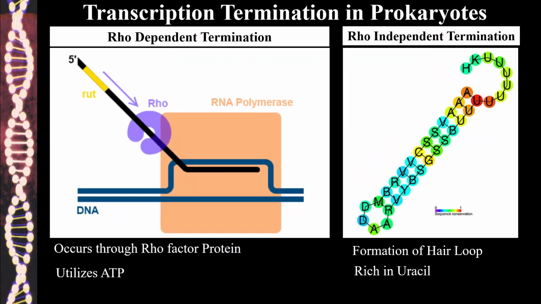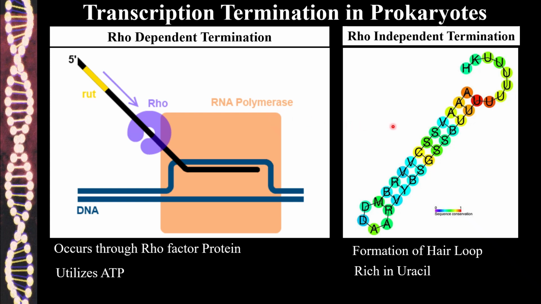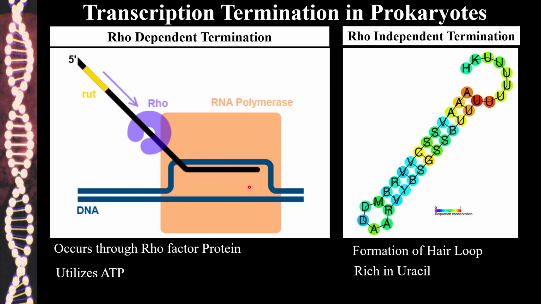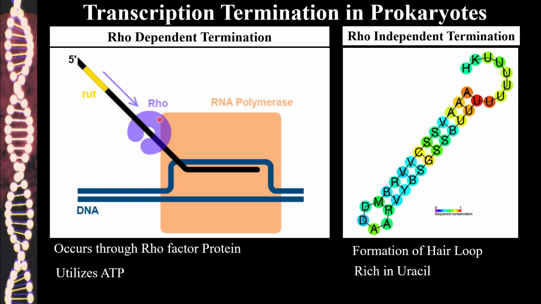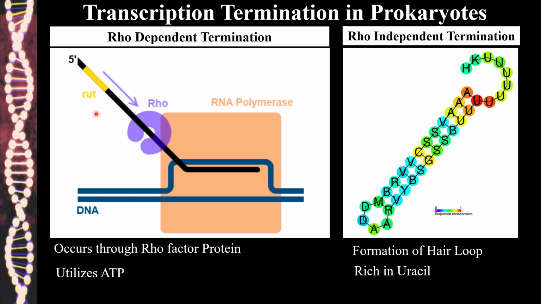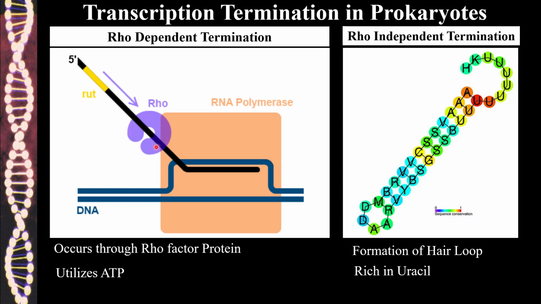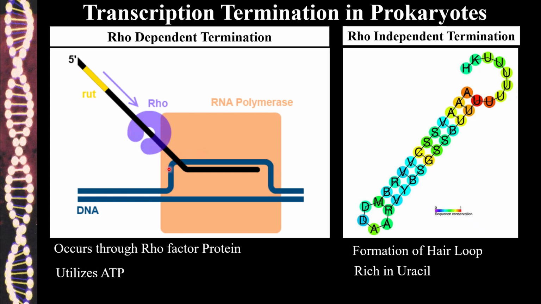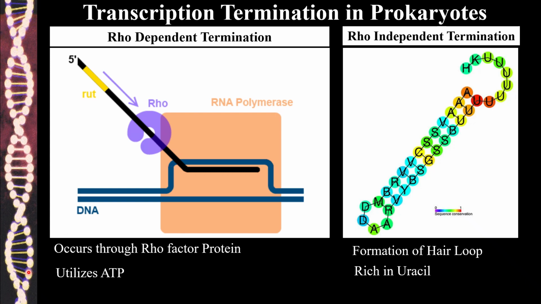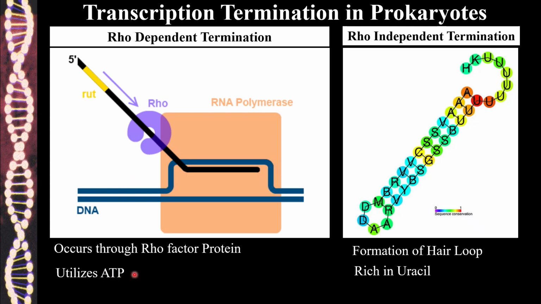While in prokaryotes, there are two methods, known as Rho Dependent Termination and Rho Independent Termination. In Rho Dependent Termination, when the sequences reach the termination region, there is a protein known as Rho protein. This Rho protein will bind to the messenger RNA and will cut it and set it free. So this Rho dependent termination occurs through a Rho factor protein. This protein will bind to the messenger RNA, dissociate the RNA polymerases and set free the RNA. But this process utilizes ATP.